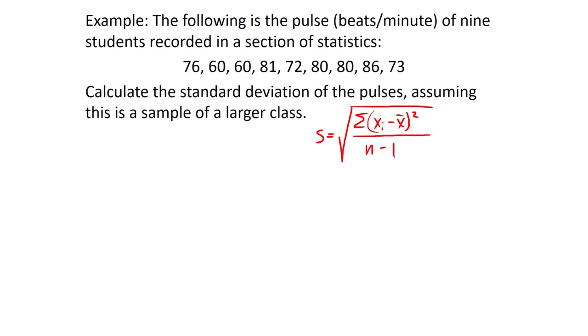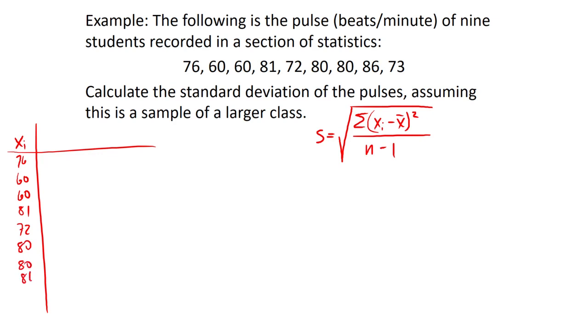The best way to do this by hand is to start by making a table, and you put all the x_i's, which are just all your data points. So here's 76, 60, 60, 81, 72, and they don't have to be in order. The order doesn't matter with standard deviation. Now, looking at the formula, order of operations, you're going to have to do the subtraction first.